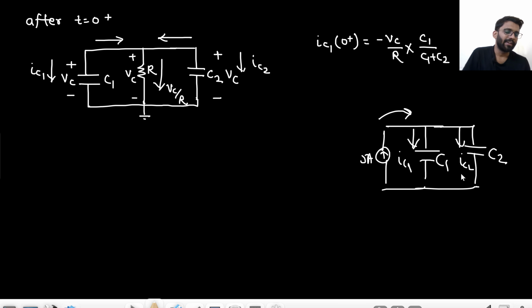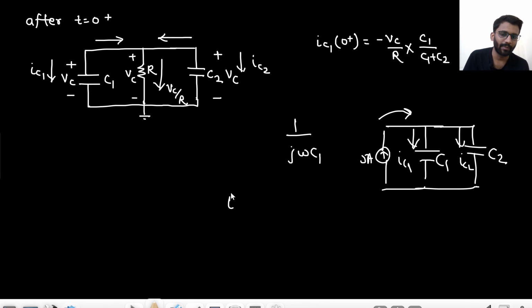Now both of them will be divided in inverse proportion of impedance. But since they are capacitances, the current will be divided in proportion to the capacitance. In case of resistor, what would happen? R2 upon R2 plus R1, in the inverse proportion. But in case of capacitance, the resistance provided by the capacitor is 1 by j omega c1.